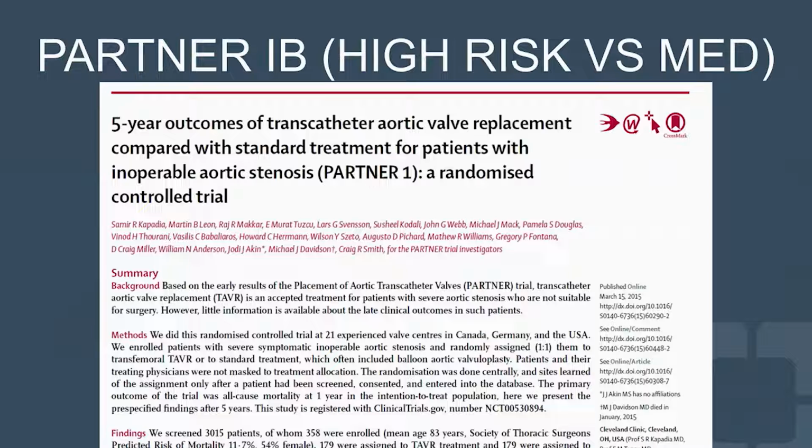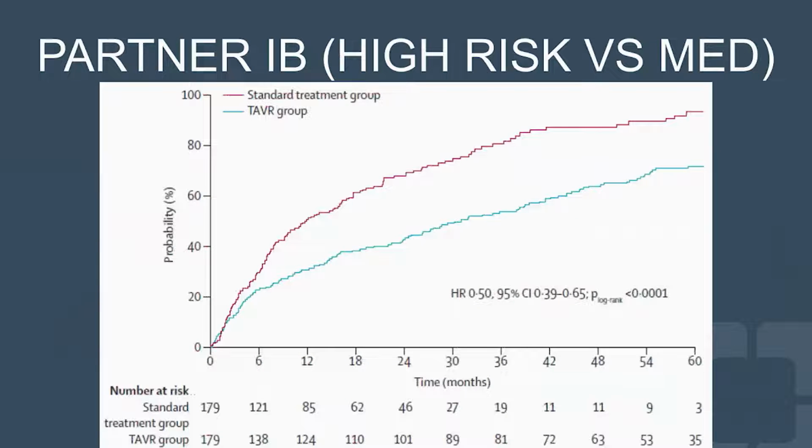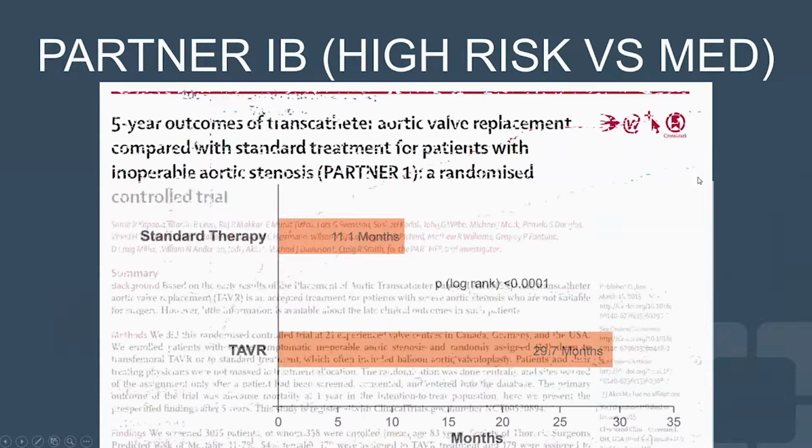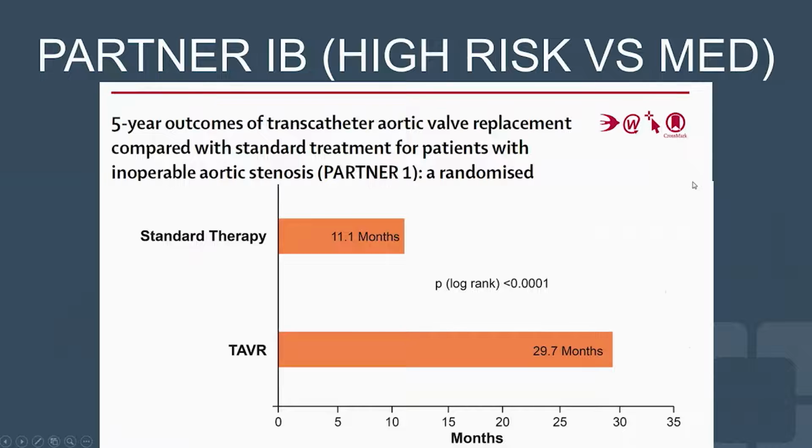So looking at the PARTNER trial in high-risk patients who received a TAVR versus medical management, these are truly the high-risk patients. You can see that in this group, patients who received TAVR did substantially better from both a mortality and a morbidity standpoint. And in the five-year outcome, the patients with the TAVR had a better survival as well. Again, this was in a group of patients that had inoperable aortic stenosis.